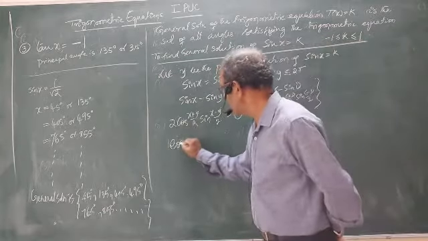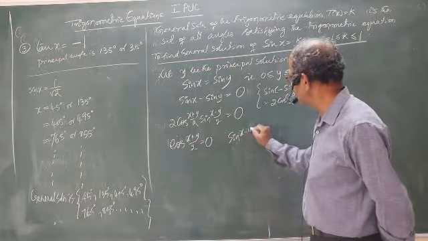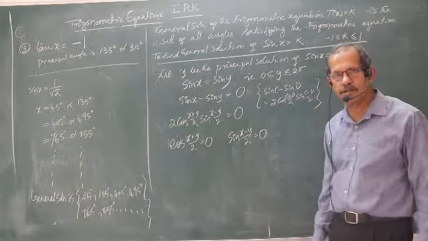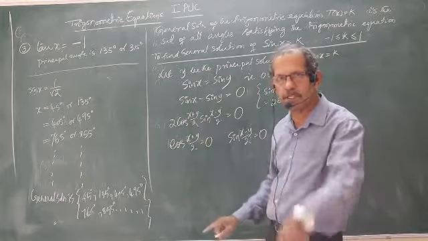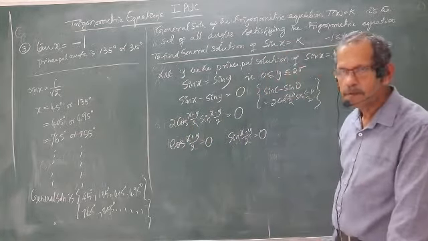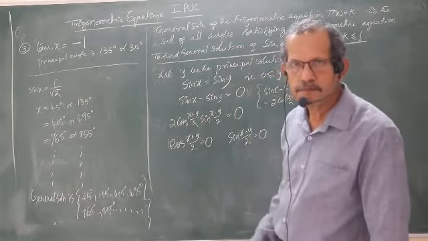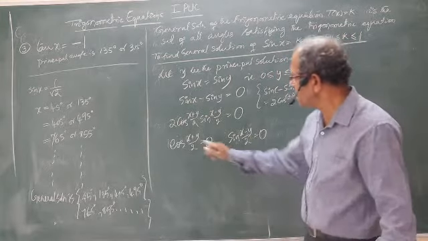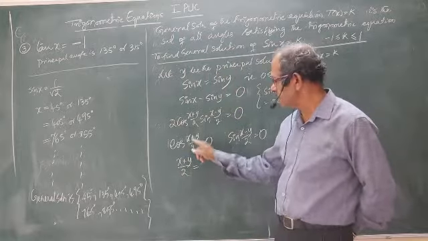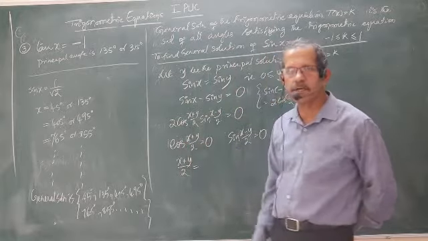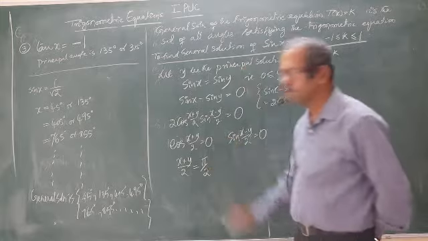Here, either cos of (x plus y)/2 should be 0 or sin of (x minus y)/2 should be equal to 0. Again, verify it. Product is 0 only when one of the factors is equal to 0. If this one is 0, (x plus y)/2 is cos of which angle is 0? 90 degrees, no? Pi by 2.